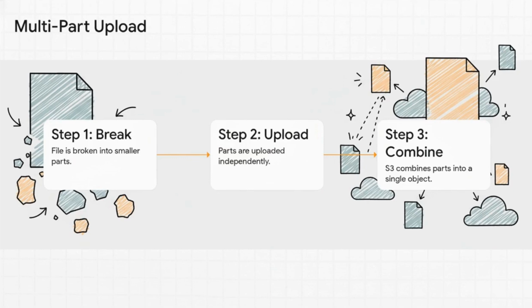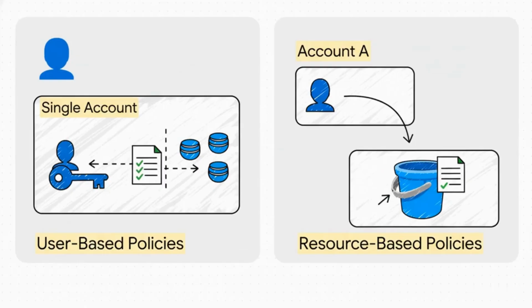S3 basically breaks your huge file into these smaller, more manageable chunks. Then you upload these parts independently. You can even do it in parallel to speed things up. And the best part? If one little chunk fails, you just re-upload that part, not the whole monster file. Once all the pieces are there, S3 just stitches them back together perfectly into the original object. It's super resilient.